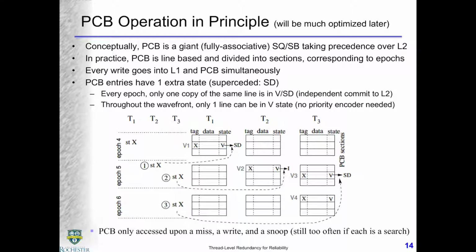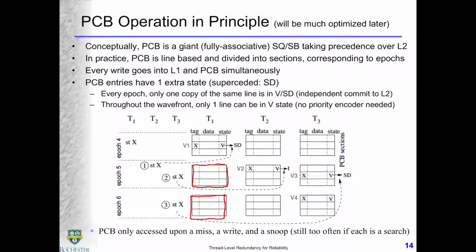Here I'm throwing away everything, the core, the registers, the L2, the L1 caches. I'm only showing you the PCBs. And I have multiple. I'm showing you 3, but I may have enough PCB entries to hold 8 epochs, depending on what I need. So the epochs are shown in here. Every epoch, I have many entries.